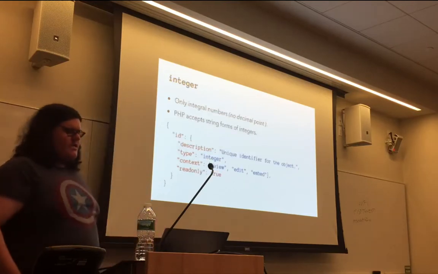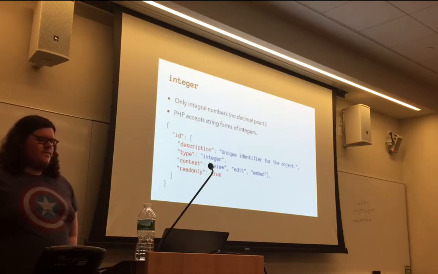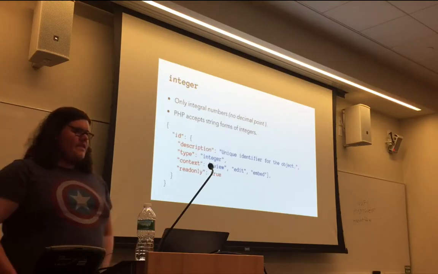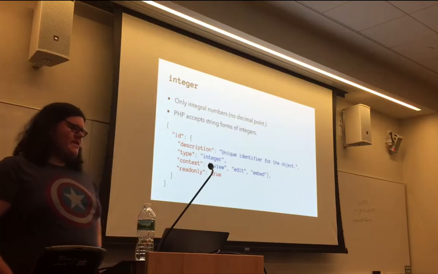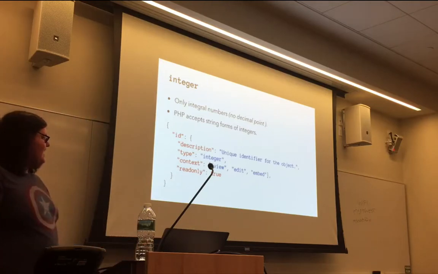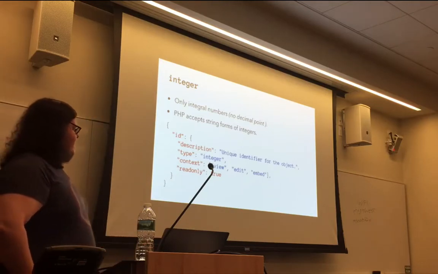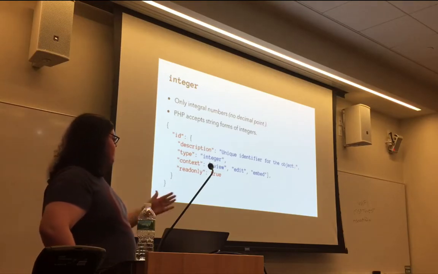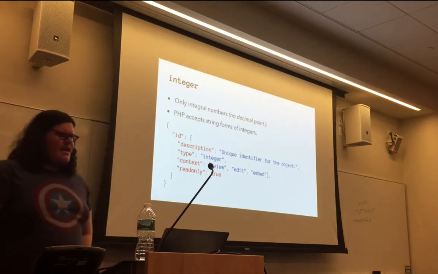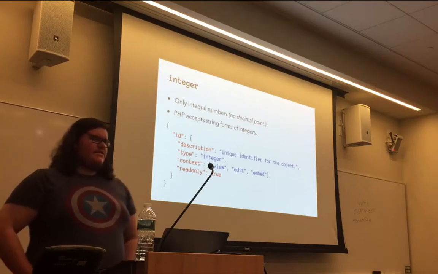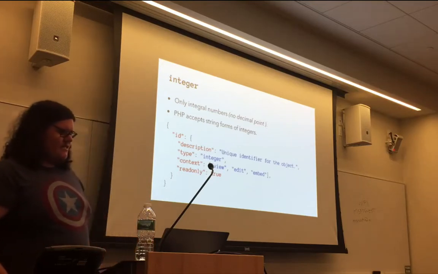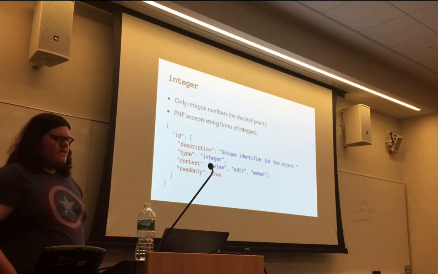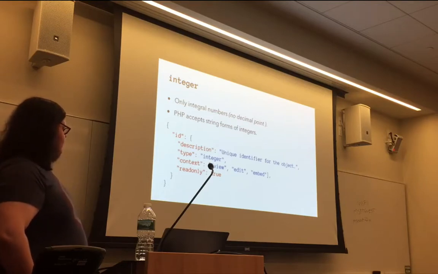Next, we have an integer. These are integral numbers that don't have a decimal point. Again, because PHP really only accepts strings and arrays of strings in regular request data, we can pass it a string form of an integer, and WordPress will convert it for you. This is useful for things like WordPress model IDs, users, comments, posts, pages, etc. Or you can use it for something completely different, like the remaining inventory of a product.